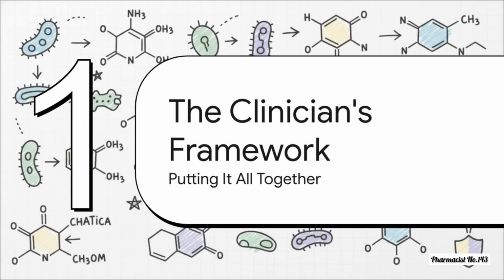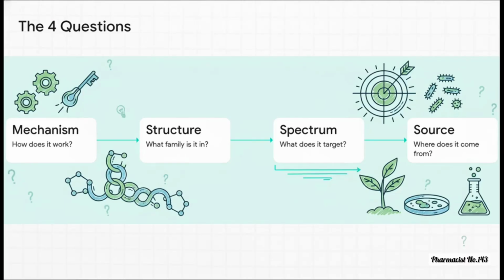So, we've walked through all the layers: mechanism, structure, spectrum, and source. Now, let's put it all together into one simple, powerful framework that you can actually use. This is it. The whole system boiled down into 4 simple questions. The next time you encounter a new antibiotic, don't just try to memorize the name. Ask yourself, how does it work? What family is it in? What does it target? And where did it come from? If you can answer these 4 questions, you don't just know the drug, you understand it.